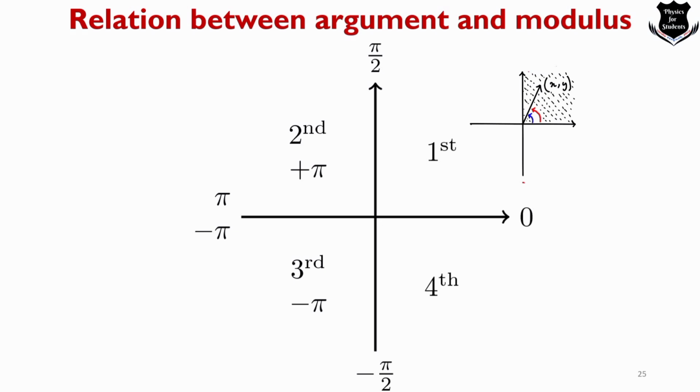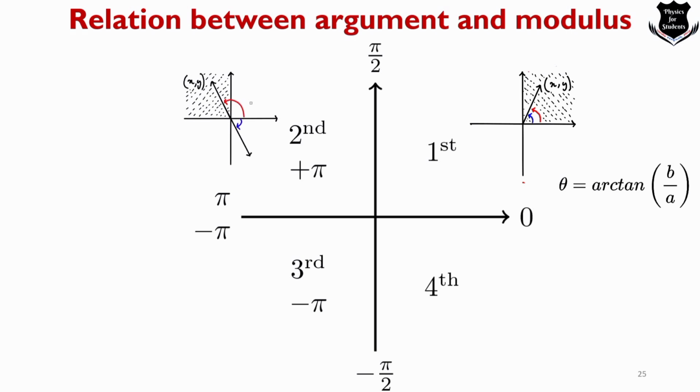So let us see. This is the first quadrant that we are dealing with. You can see the xy axis moving in this, and we call the first quadrant theta equals arctan b by a. Then we go to the second quadrant, and you see that the angle has changed, and this is plus pi. So the value would be theta equals arctan b by a plus pi.